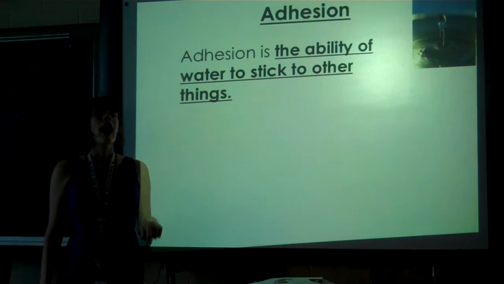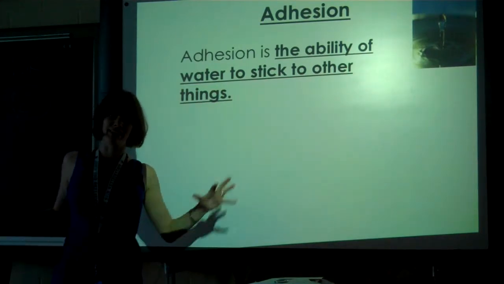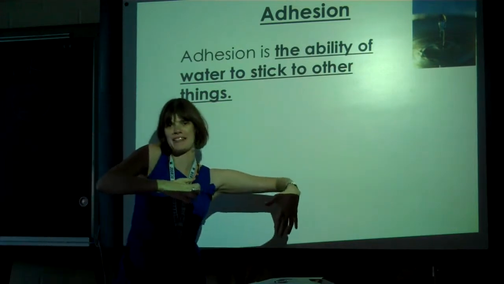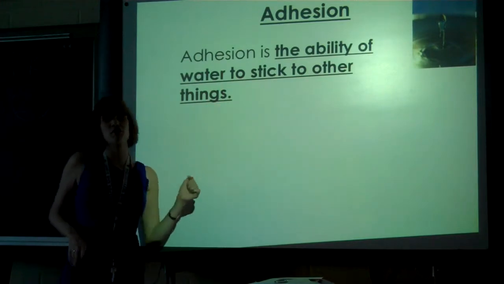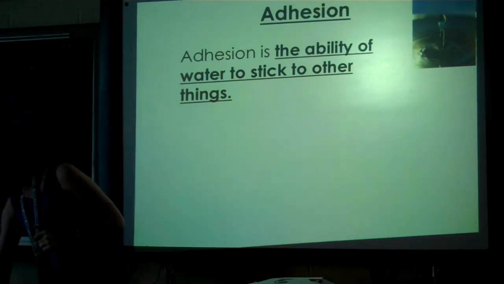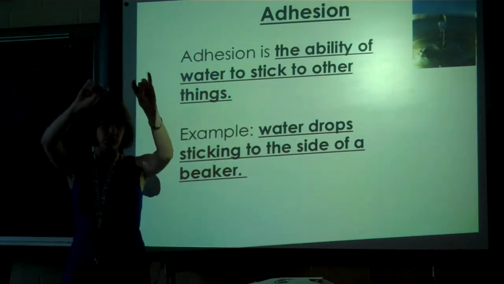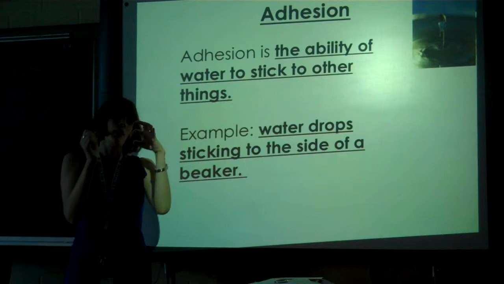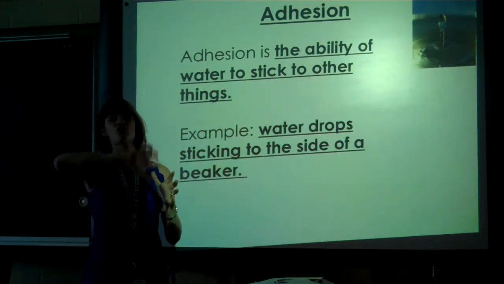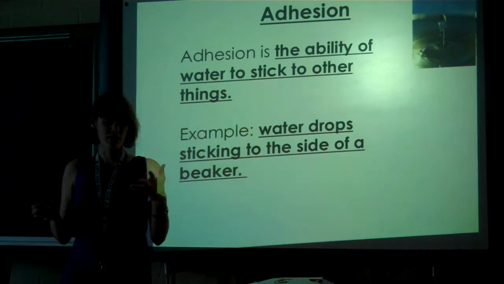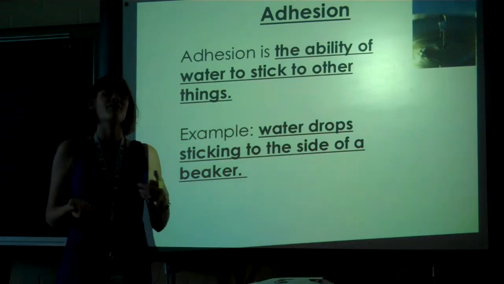Water also has the property of adhesion. So cohesion is it sticking together. It's like cohabitating with itself. Adhesion is water sticking to other things. So when we pour water into a beaker, the water will stick to the sides. It's holding on to the glass molecules. When you pour soda or some other liquid, some beverage, into your glass, you get those little droplets down the side. That's because of adhesion.